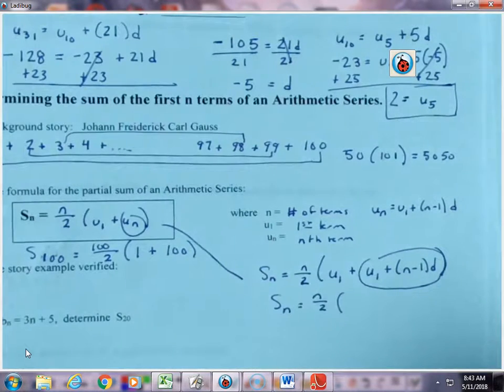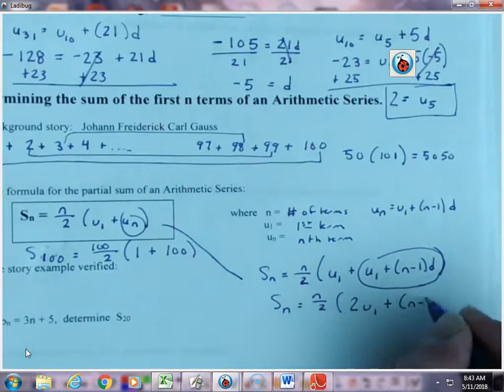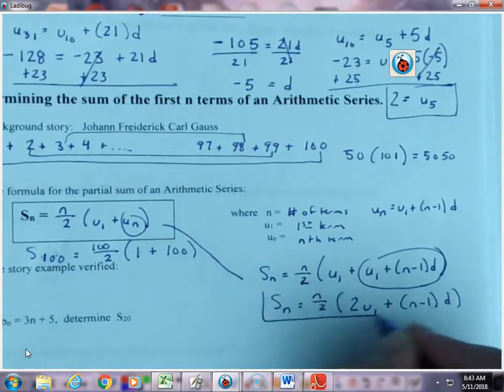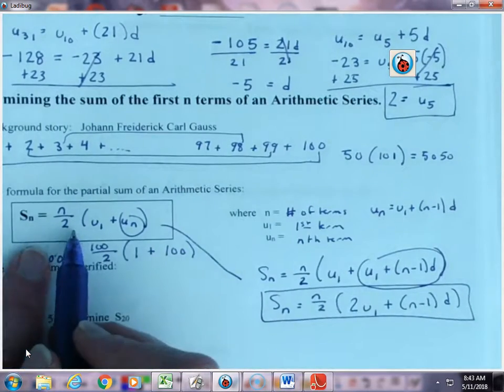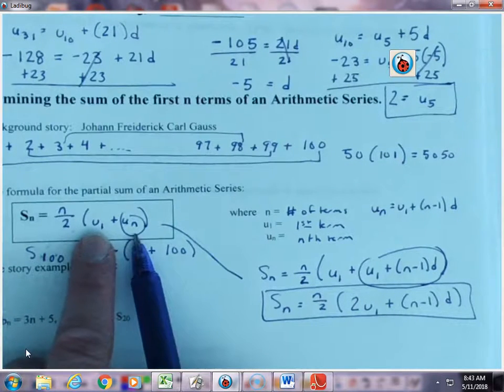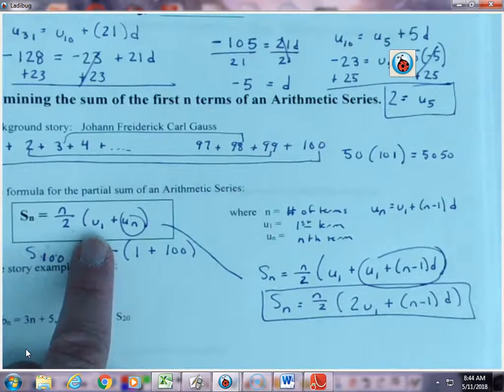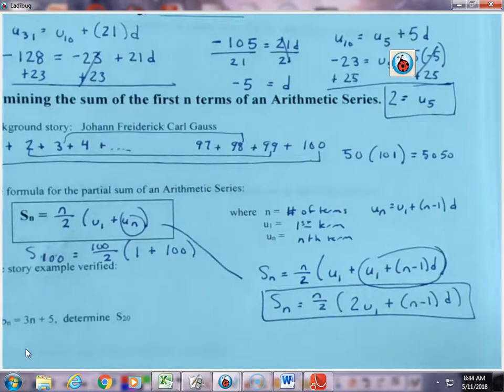Okay, so you can combine that. u sub 1 plus u sub 1 is what? You got it. 2u sub 1 plus (n minus 1)d. So this is another formula on your formula sheet. They use this one and the one that's already in the box over here, and they both work. They tried to save you the trouble of substituting the other formula in. So you'd use this one if you knew the first and last term, because it's fast and furious. This one you'd use if you didn't know the last term, but you knew d, and you knew how many terms you wanted.